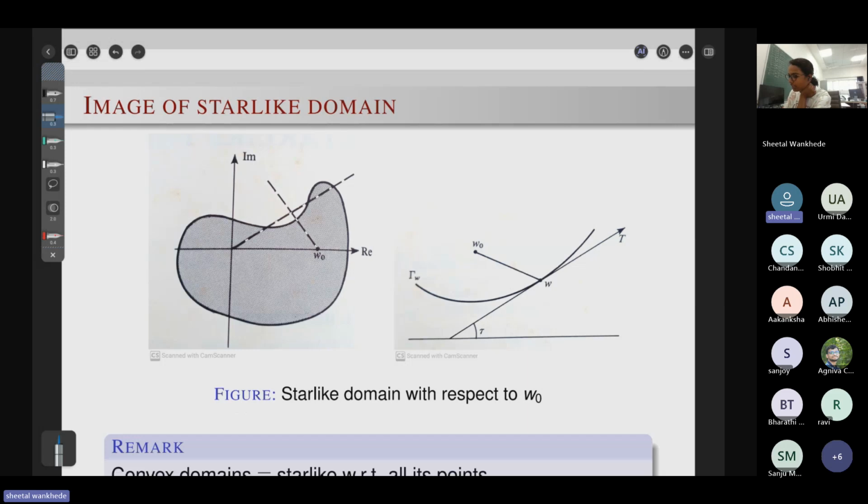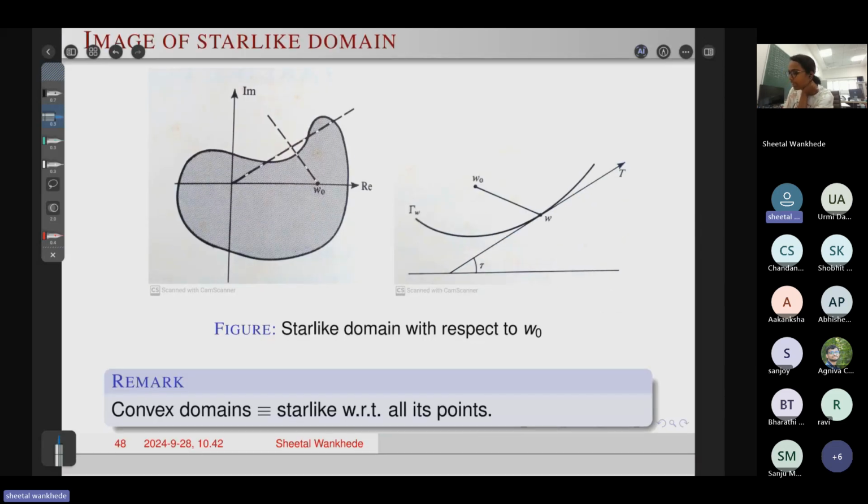So this domain is star-like with respect to W naught. So that means we can join W naught to any other point W, and we see this argument of the function. So here that means the angle made by this W naught and any other point of this curve, the argument of f of z, should be in increasing mode. Here we see. So if I see this theta argument, the argument is going to increase.